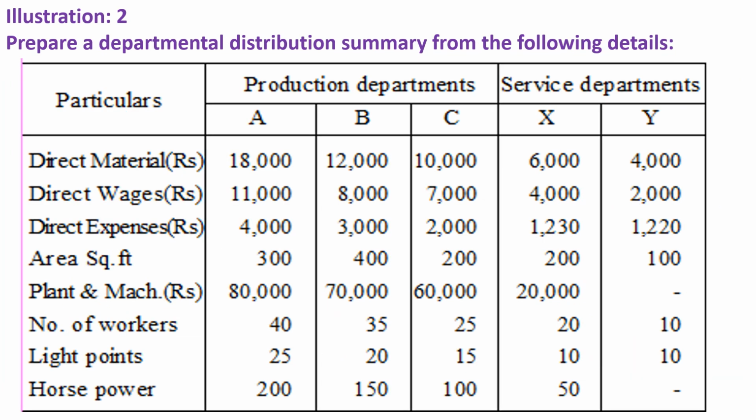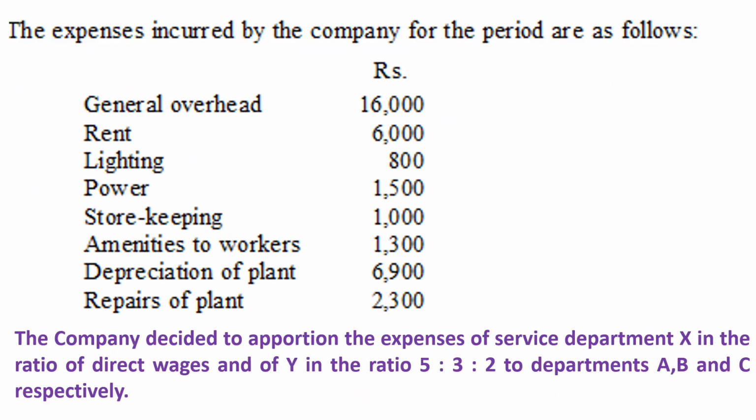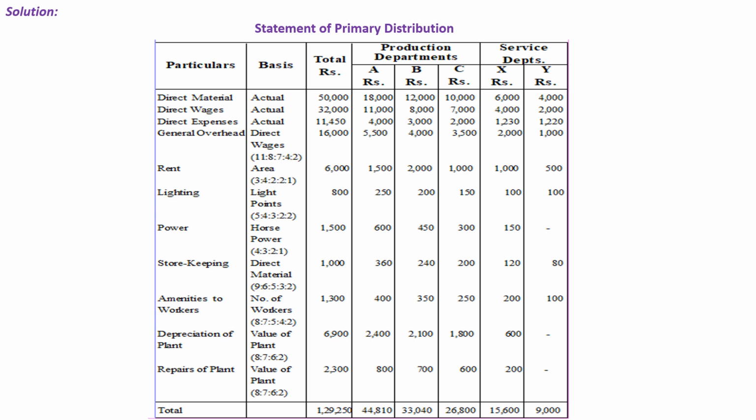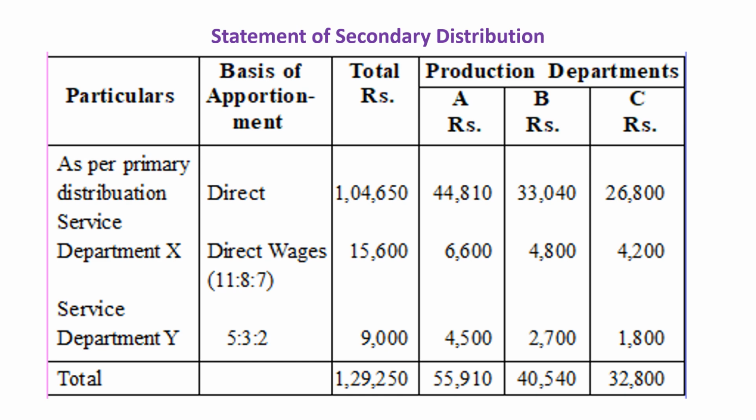Illustration 2. Prepare a departmental distribution summary from the following details. The expenses incurred by the company for the period are as follows. The company decided to apportion the expenses of service department X in the ratio of direct wages and of Y in the ratio 5:3:2 to departments A, B, and C respectively. Solution. Statement of primary distribution is stated here. Statement of secondary distribution is stated here.